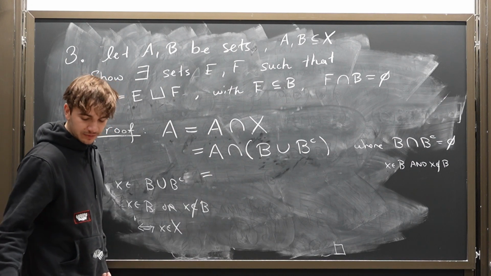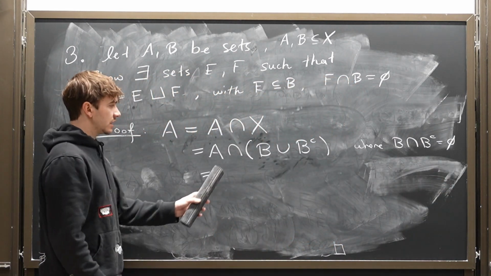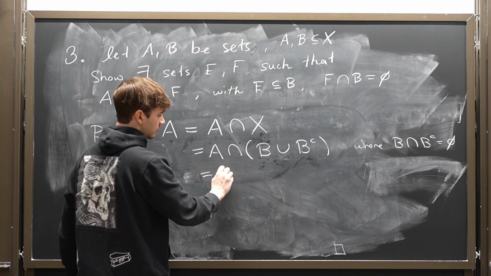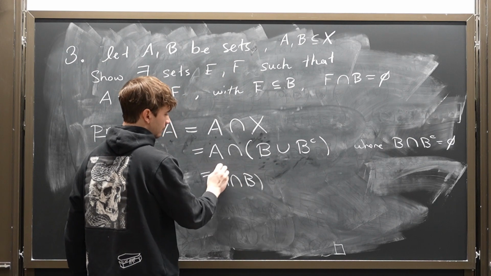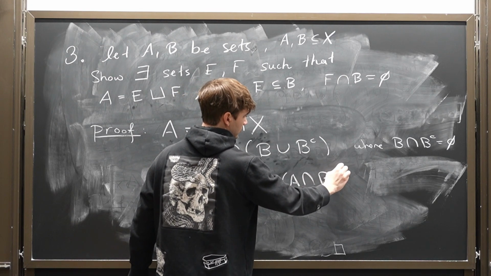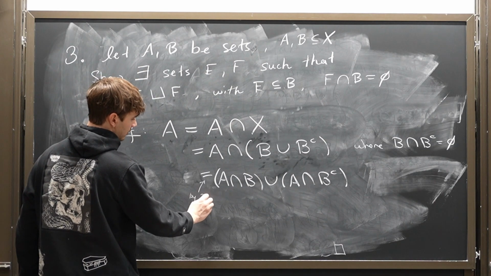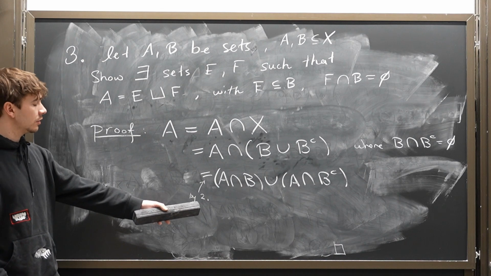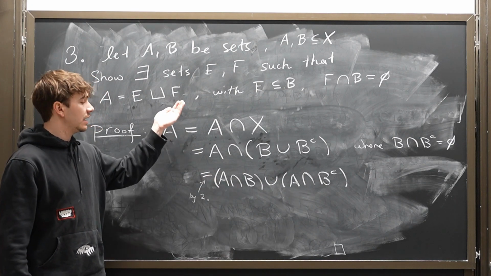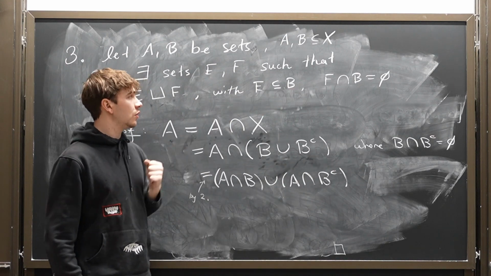Finally, we're going to apply the previous problem, which allows us to use this algebra of set intersections and unions to write this as A intersect B union A intersect B complement. And this is by problem 2. Okay? All right, and now we're almost done. So these are our sets E, and this is my set F.